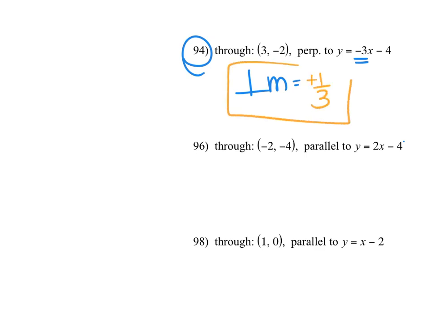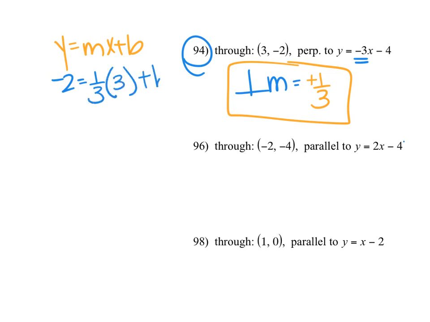So now I know my slope. I'm going to write y equals mx plus b. I'm going to plug in what I know. I know that my y is negative 2. My m is now 1 over 3. My x is 3. I don't know my b. If I cancel those out, I get 1 plus b equals negative 2. Minus 1, minus 1. So my b equals negative 3.